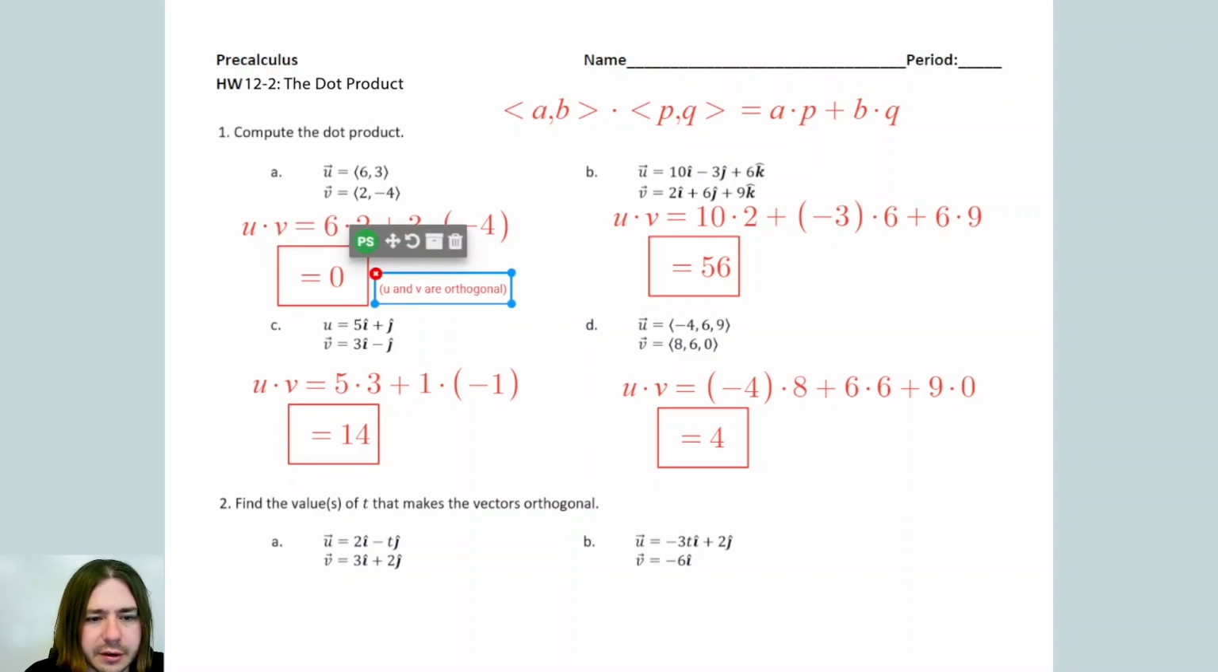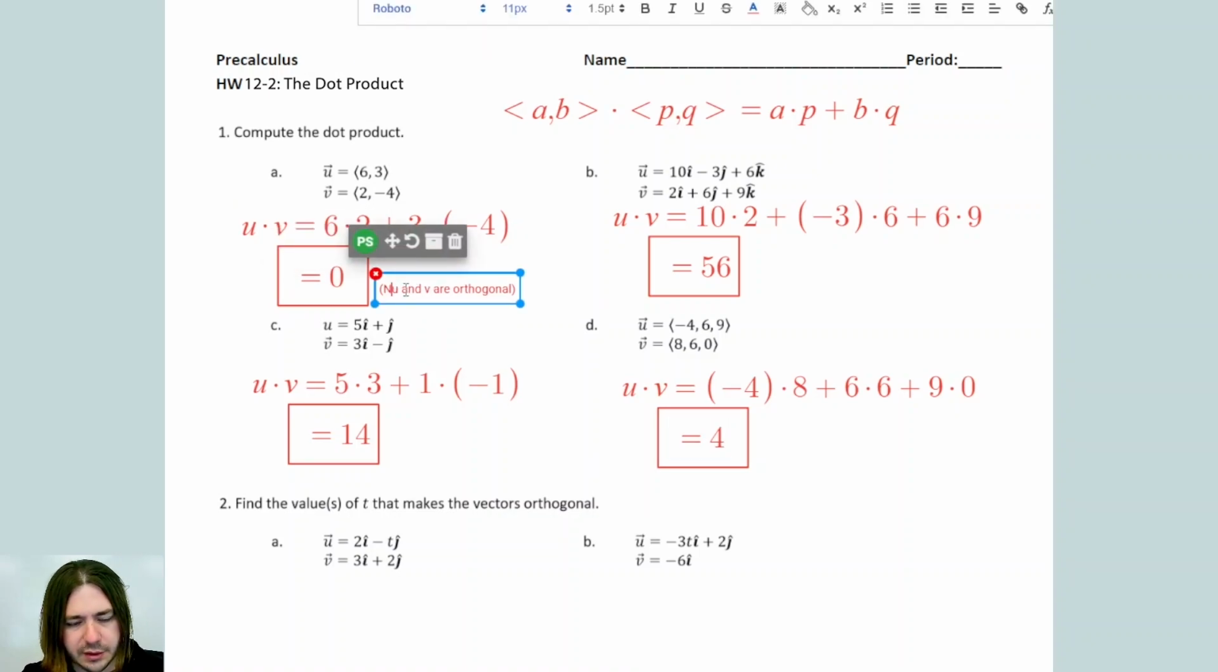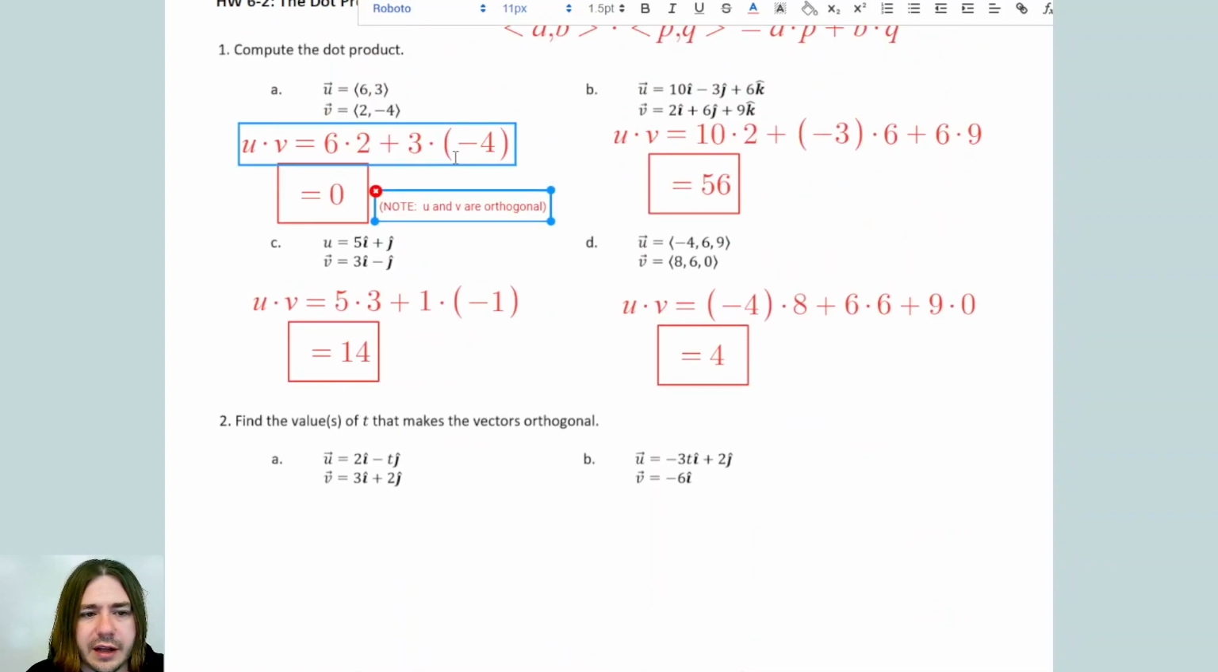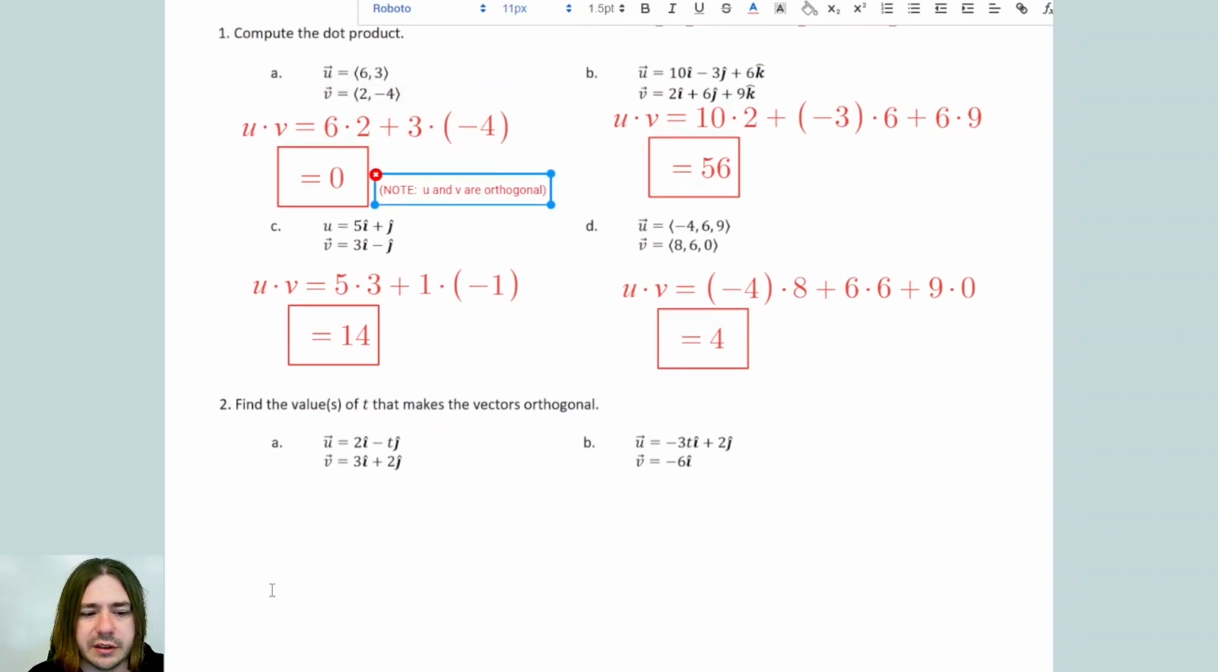A little note here, the only thing I really want to point out, and this is going to be relevant for the next problem, is that when the dot product is 0, you know the two vectors are orthogonal, meaning that they're essentially perpendicular. So for number 2, it's asking, find the values of t that make the vectors orthogonal. So we're going to set it up just like this, but we're going to create an equation that's going to have a t as one of these numbers, and then we'll just set the whole thing equal to 0.